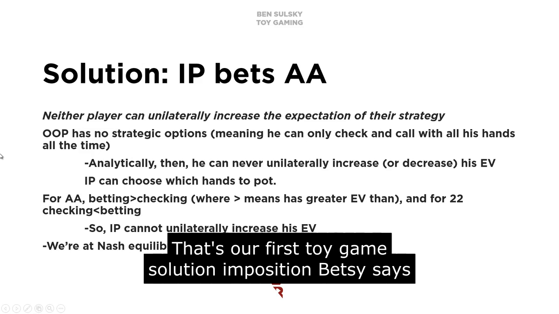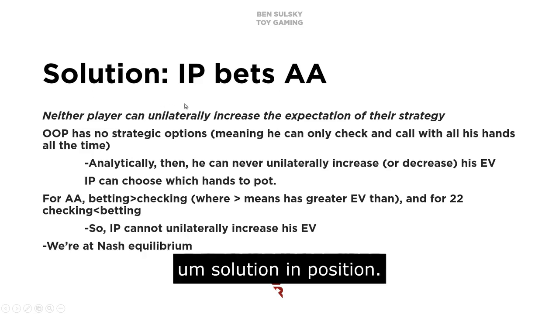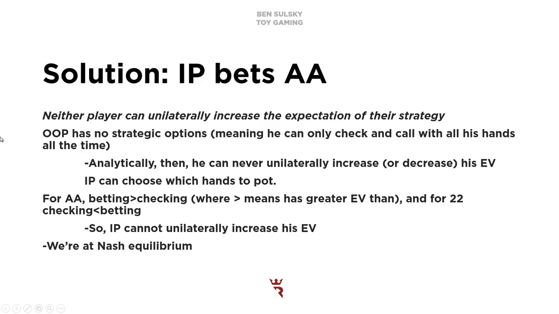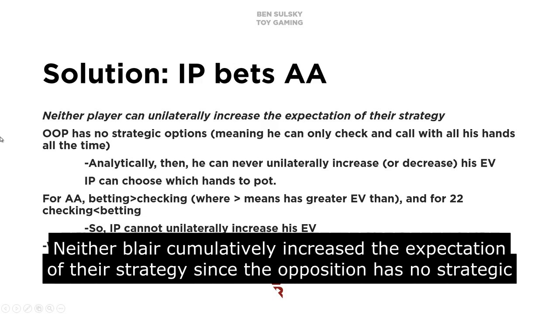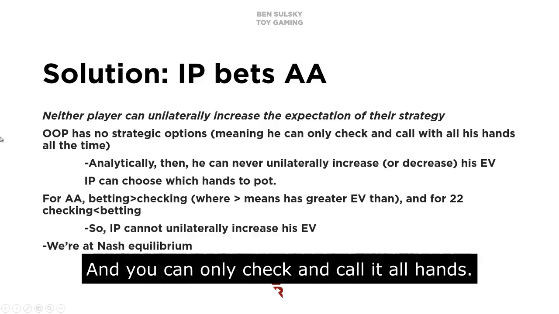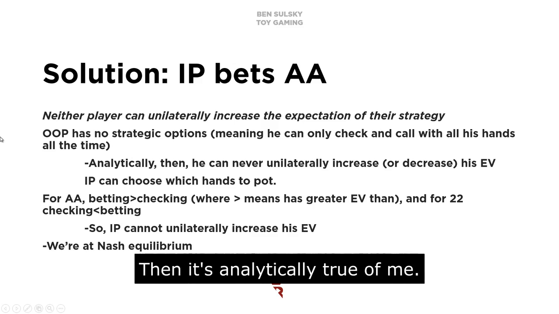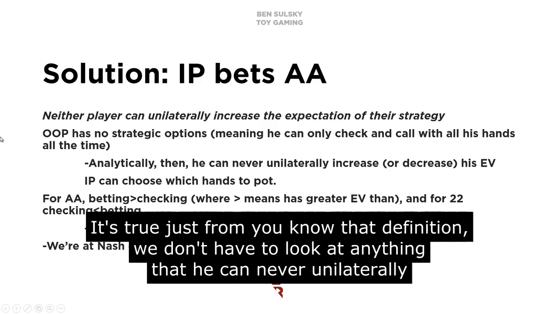Solution: in position bets ace-ace. So again, checking this against our definition, neither player can unilaterally increase the expectation of their strategy. Since out of position has no strategic options, meaning he can only check and call with all hands, then it's analytically true, meaning it's true just from that definition. We don't have to look at anything.